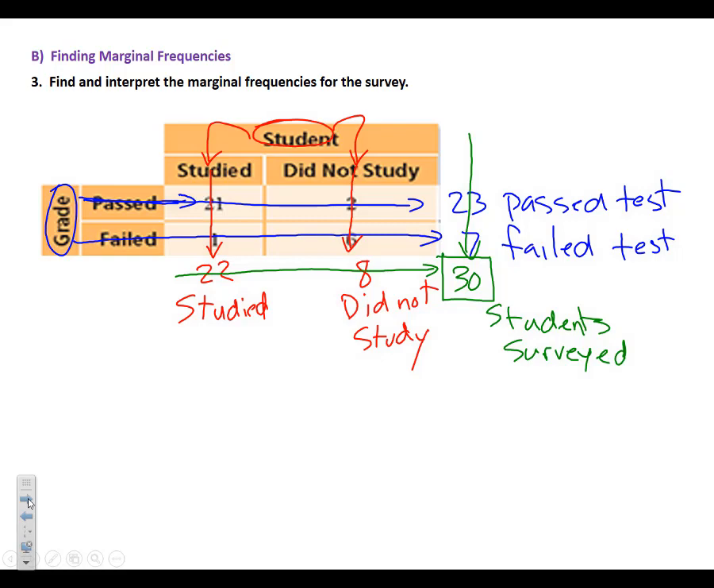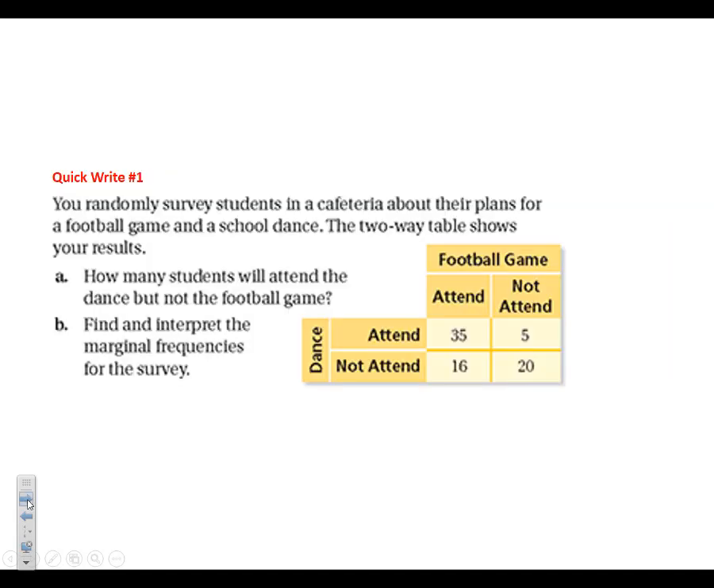So finding and interpreting the marginal frequencies just means using the sum of the rows and the columns, and based on that row or column, however it's titled by its category, that would be your interpretation. So that ends our first video.